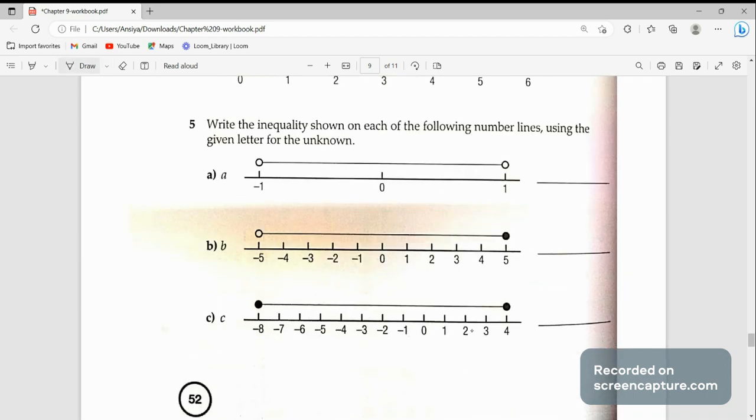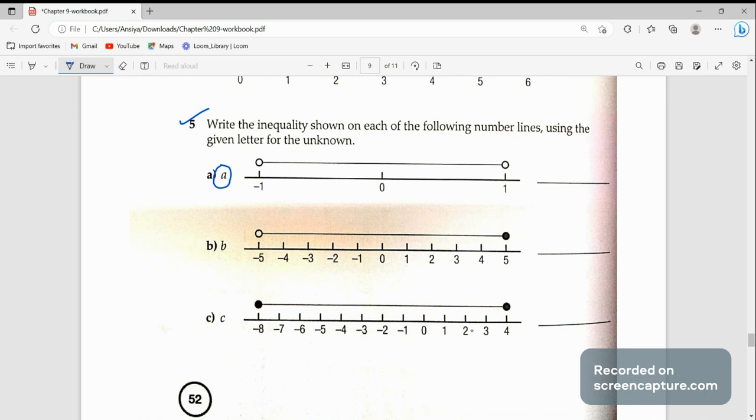Now, opposite. The number line is given. We need to write the inequality. Write the inequality shown on each of the following number lines using the given letter. Okay, the letter is also given. We have to use the letter A.